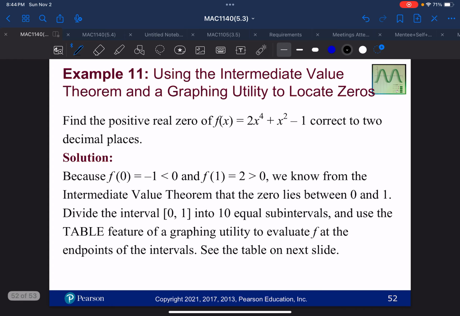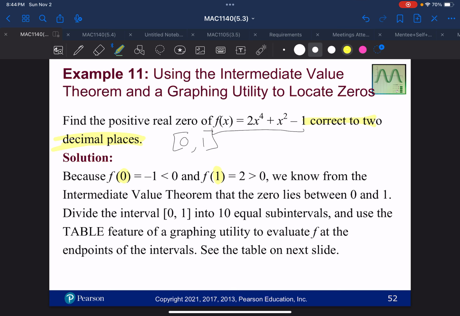So I wanted to go over this example. This says to find the positive real zero of f of x equal to 2x to the 4th power plus x squared minus 1, correct to 2 decimal places. So I just wanted to explain what this means. Usually they'll give you an interval to start testing. So in this example, they picked the two numbers to be between 0 and 1. So they want me to see if there's a real zero between 0 and 1.